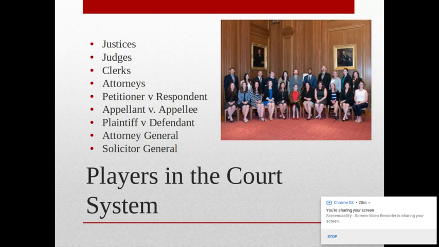So Condit versus Two Chains. Condit's the plaintiff, Two Chains is the defendant. Now, let's say that in my case of Condit versus Two Chains, Two Chains doesn't like the decision that was made at the U.S. District Court. Then Two Chains can go ahead and appeal to the circuit court, right? That's this level. In that case, Two Chains would be the appellant, the person filing the case, and I would be the appellee, right? Two Chains versus Condit.